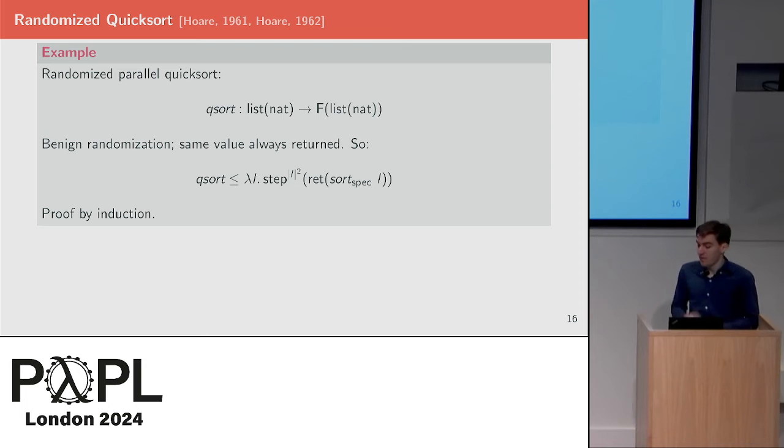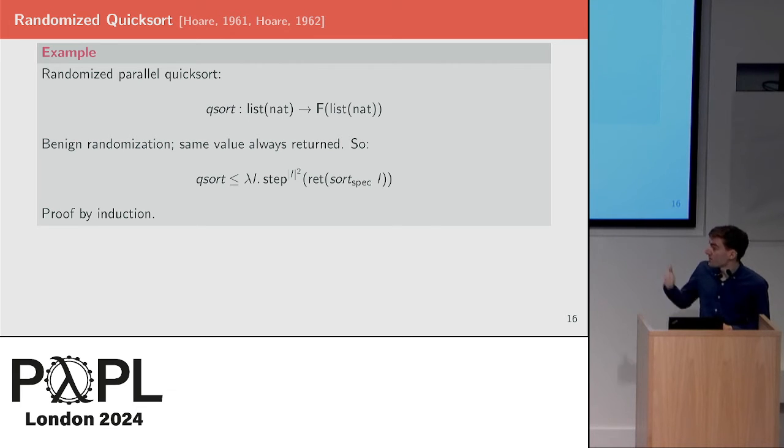So for example, we can define the randomized parallel quicksort algorithm, which takes a list and returns an f of list. And remember, f means that you can incur some effects. So in the process of sorting, it's going to flip some coins and incur some cost. This is, by the way, benign randomization, so it's only for the purpose of getting a good cost bound, but the same value is always returned.